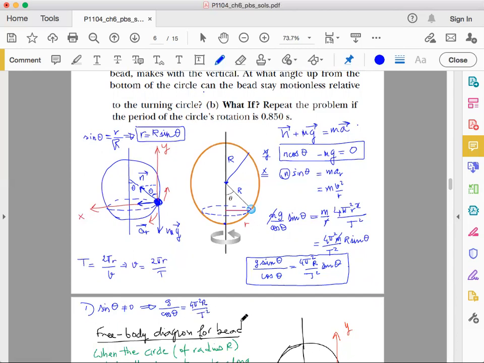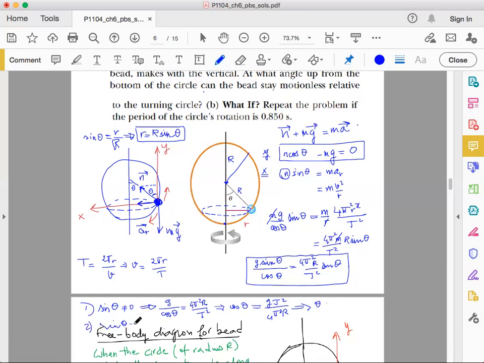That's it. Because sine theta is just a number, like 0.5, so you can just cancel out 0.5 on both sides. And so we end up with cosine theta equals g times T squared divided by 4 pi squared times R. And so you just make a numerical application, and you end up with the value of theta.